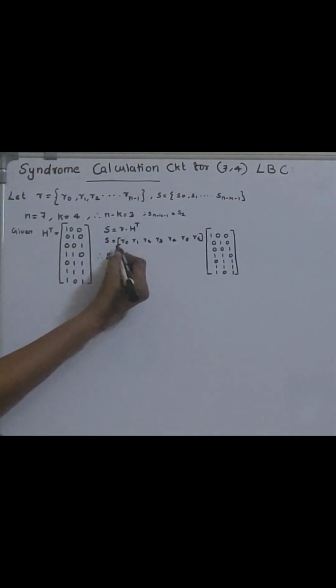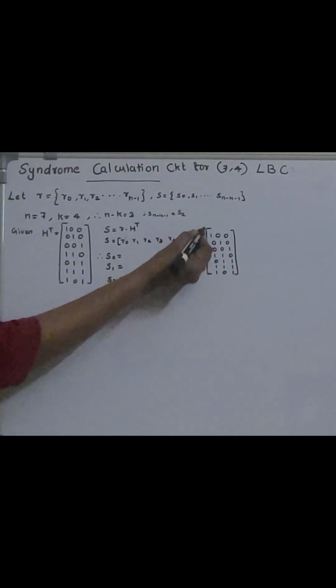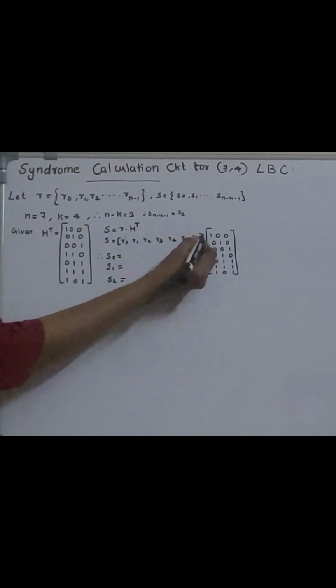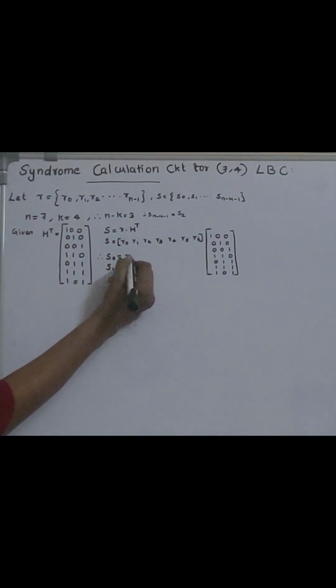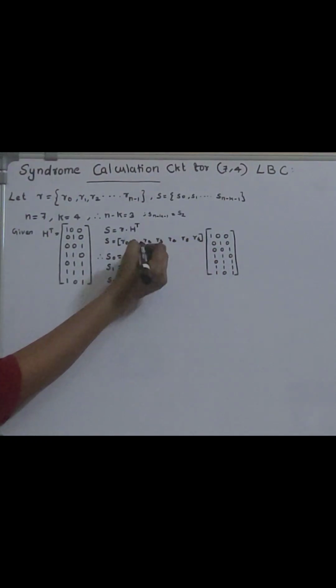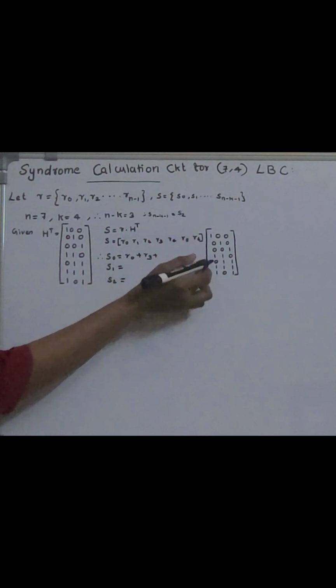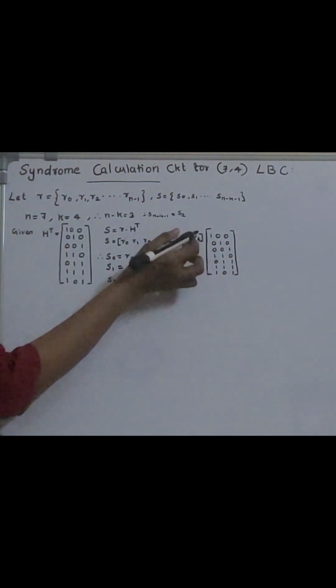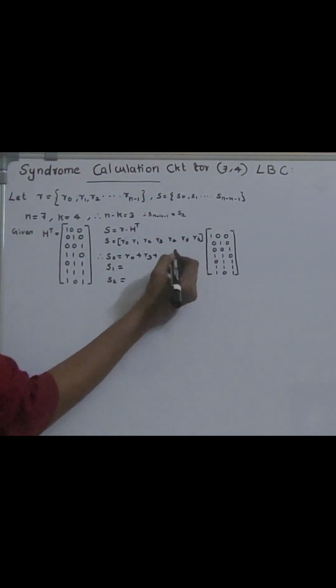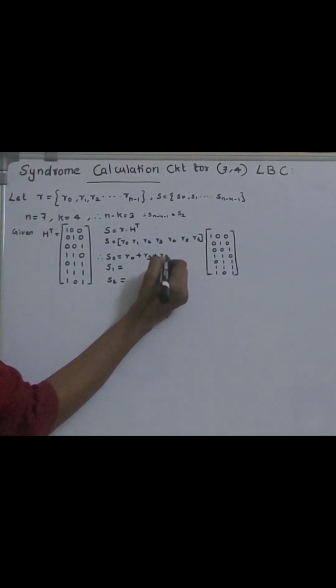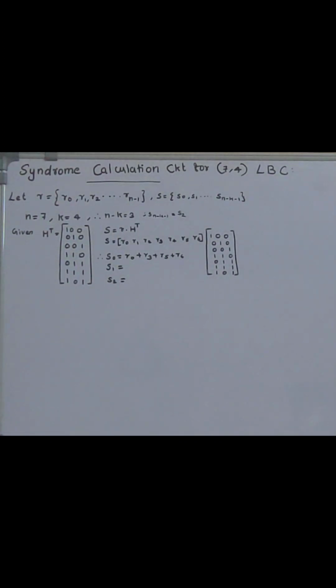So what is the equation for S0? This row multiplied by this column. So R0 into 1 we have R0, plus R1 into 0 it will be 0, R2 into 0 will be 0, R3 into 1 we have R3, plus R4 into 0, then R5 into 1 plus R6 into 1. So we have R5 plus R6. So this is the equation for S0, that is R0 plus R3 plus R5 plus R6.